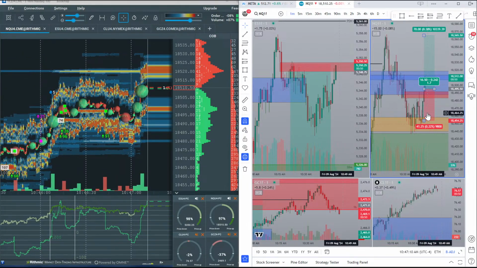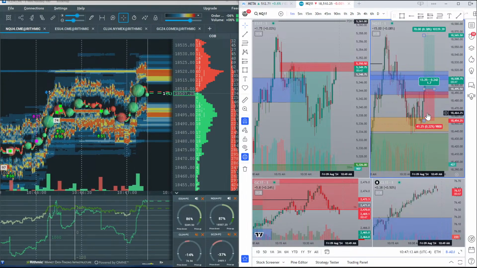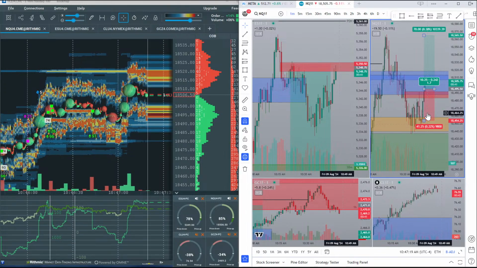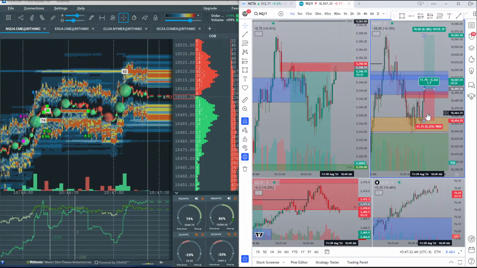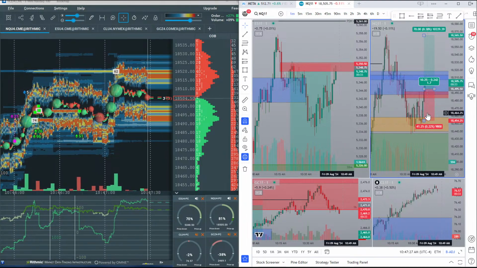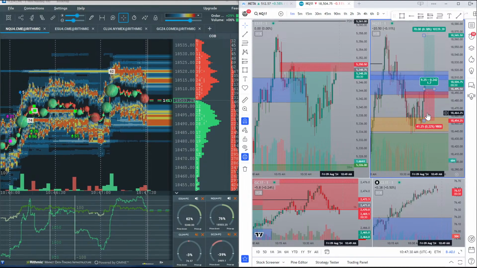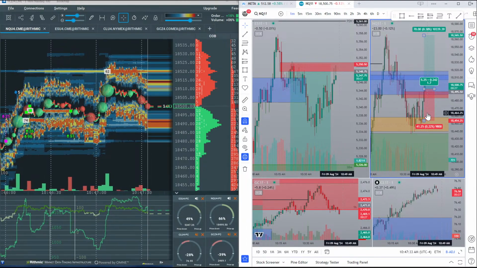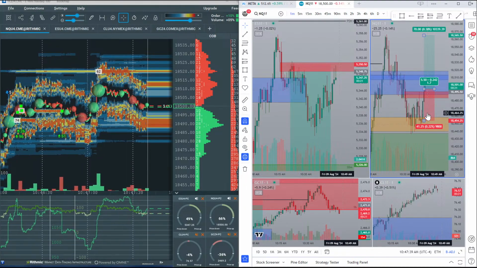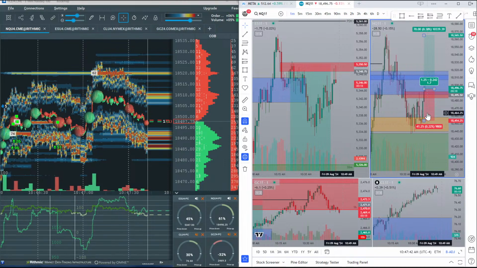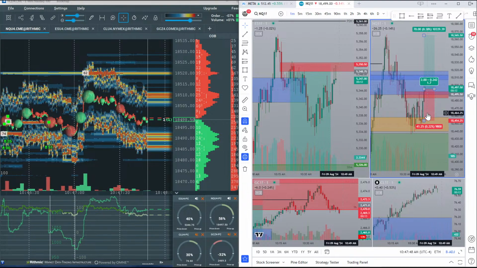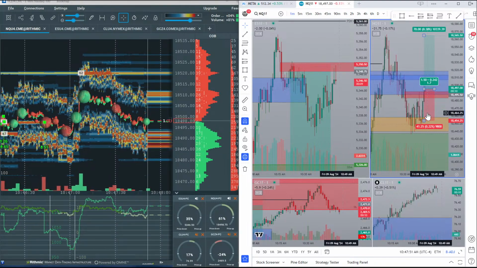There we go with the break south. Target 68.5. But I'm going to hold out for 24.67.